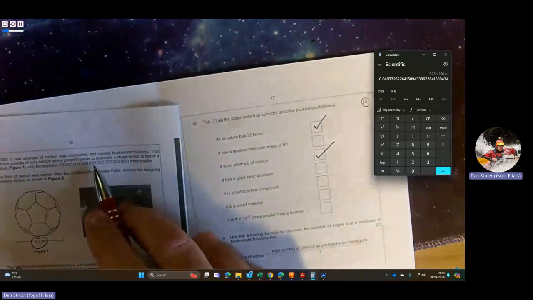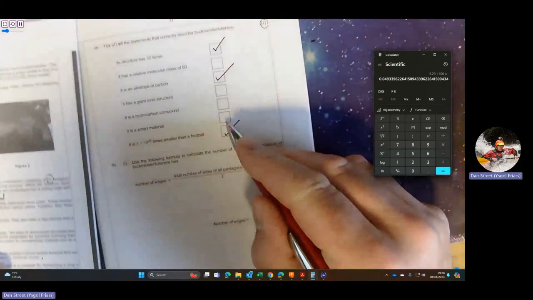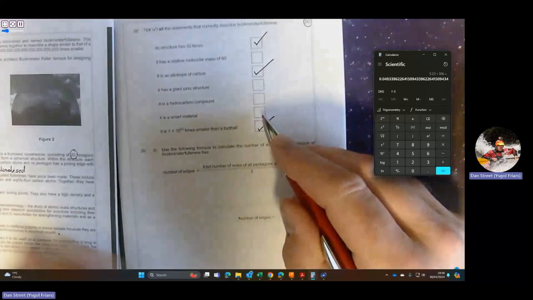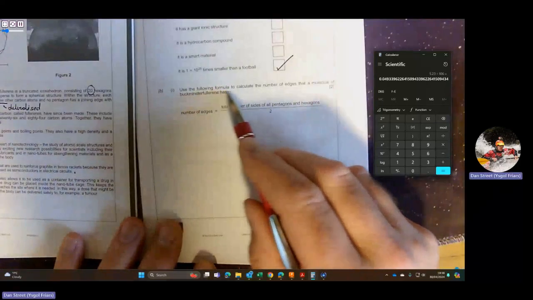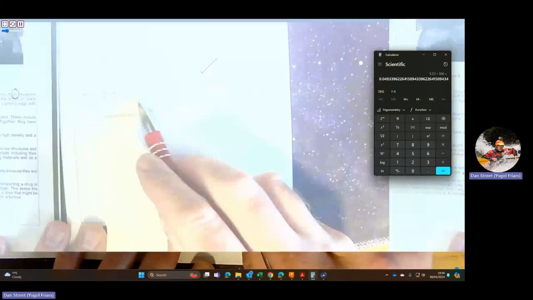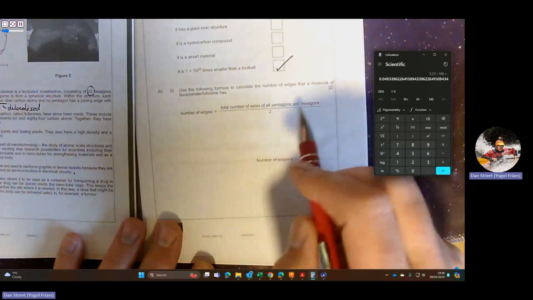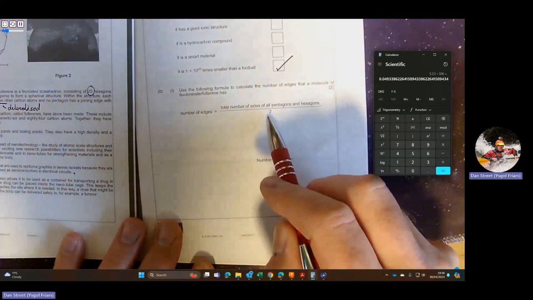Okay, as illustrated up here. So that last one I was almost drawn into, but it's not a smart material because of the definition of a smart material. Right, part B, use the following formula to calculate the number of edges that a molecule of Buckminster fullerene has. So the number of edges is the total number of sides of all pentagons and hexagons divided by 2.